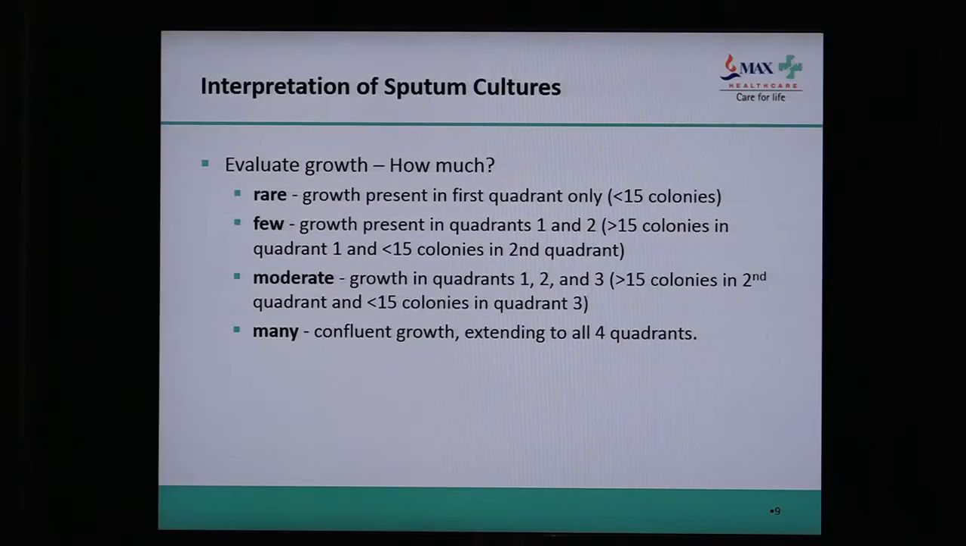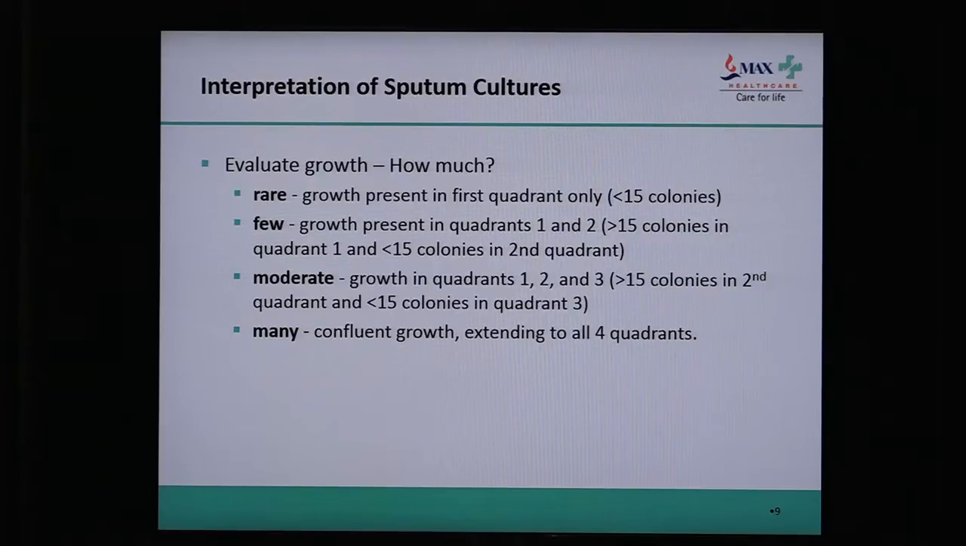So, how do we report? If there are few epithelial cells, then you report rare growth if the colonies are restricted to the first quadrant, or few growth, moderate growth, or many growth, and many means significant growth. If there is growth in all four quadrants, then you give significant growth, but keeping in mind the background that there is a high number of pus cells in the gram stain in the low power field.